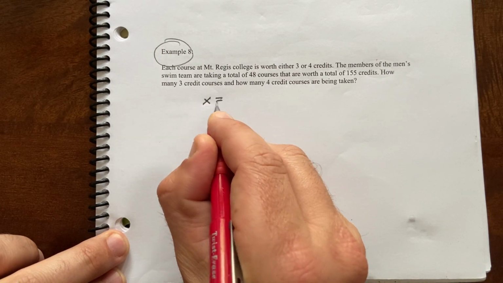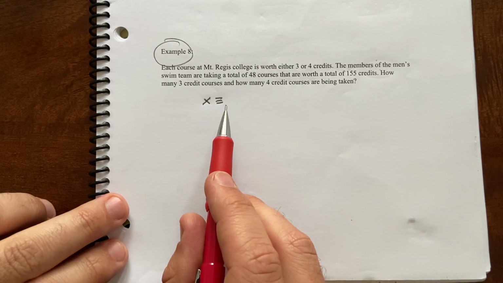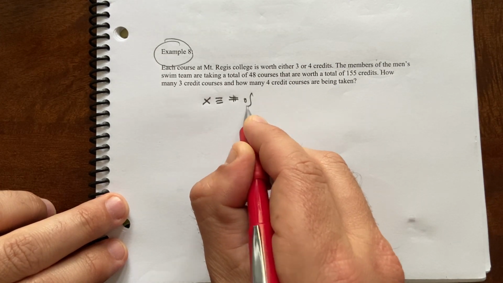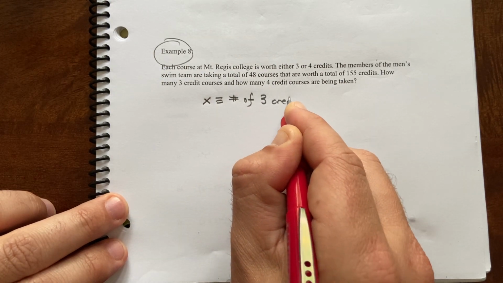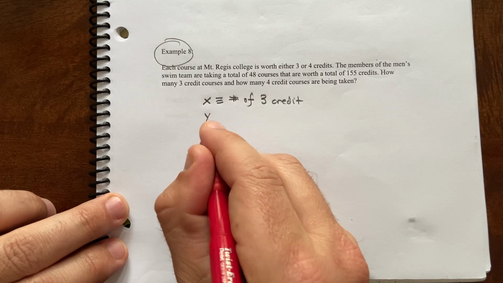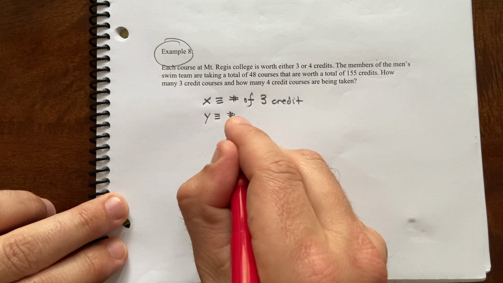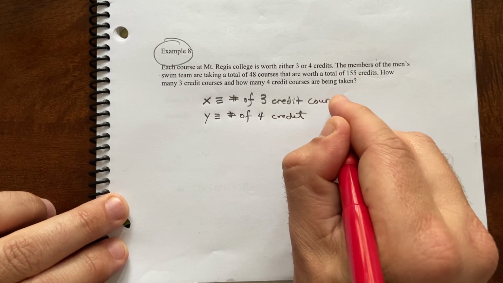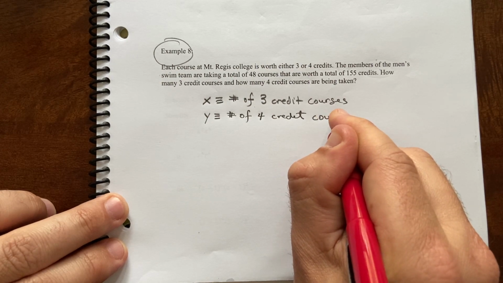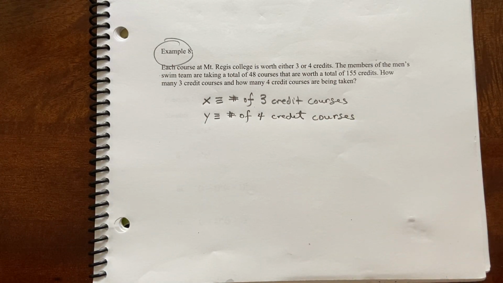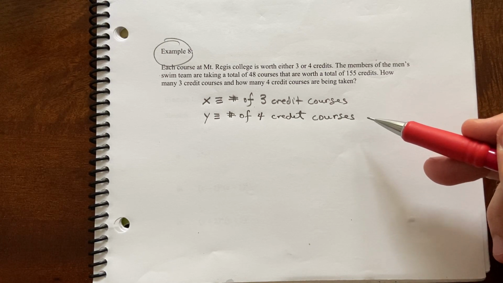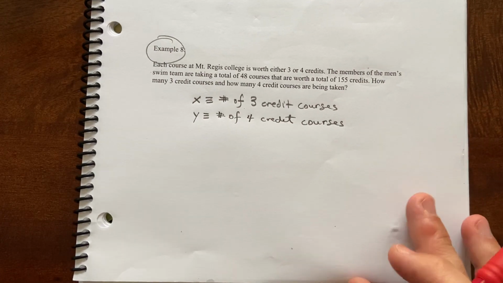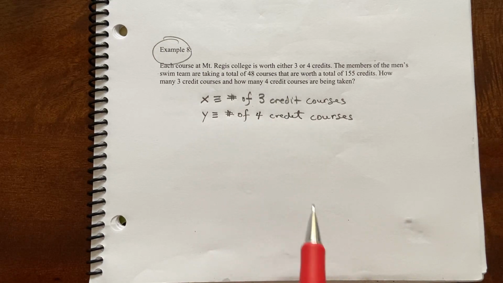So I'll let X be represented by the number of 3-credit courses, and then I'll have Y represent the number of 4-credit courses, just to be totally clear. So once you know what you're looking for, assign variables, right? I'm going through these steps again. Once you assign variables, then go back to the problem and try to write equations that speak to the given information.